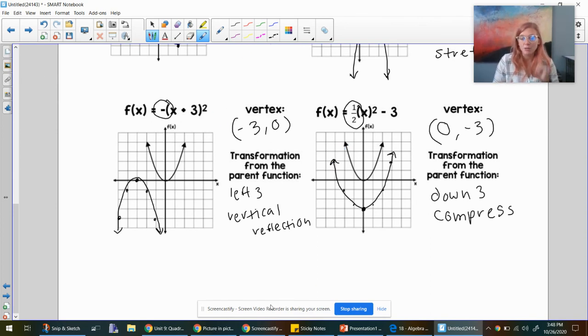So in this video, we talked about how to use vertex form to find the graph of an absolute value function and a quadratic function. We talked about how to find the vertex from both functions and how to identify the transformations.